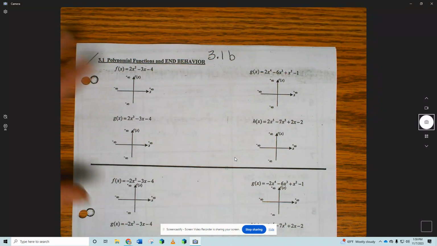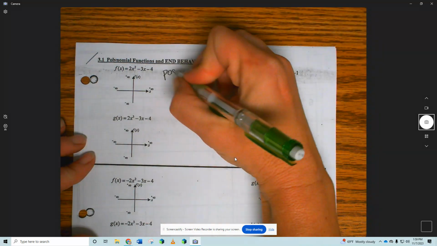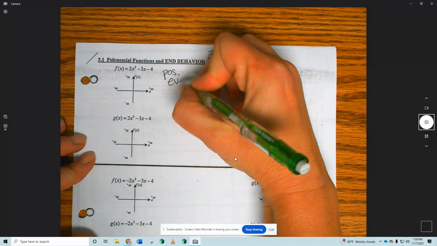So up here, what we're going to do in this section is just draw little sample images. I'm going to talk to you about what's the sign of this. The first number is what I care about. What's the sign of that 2? Positive. And what's the exponent? Odd or even? Even. So this is going to be positive, even.